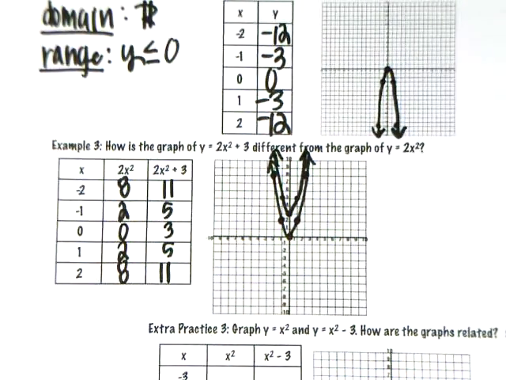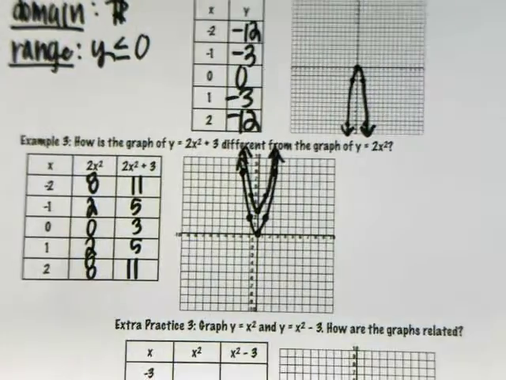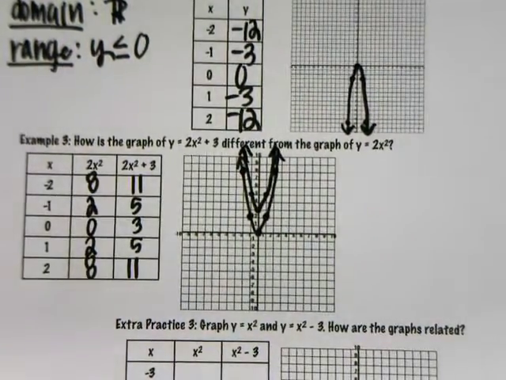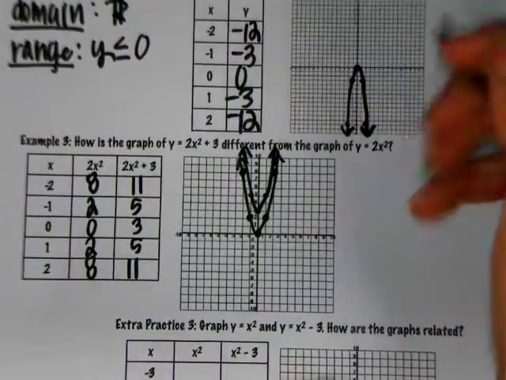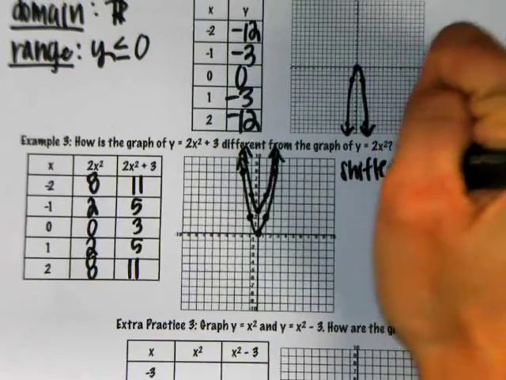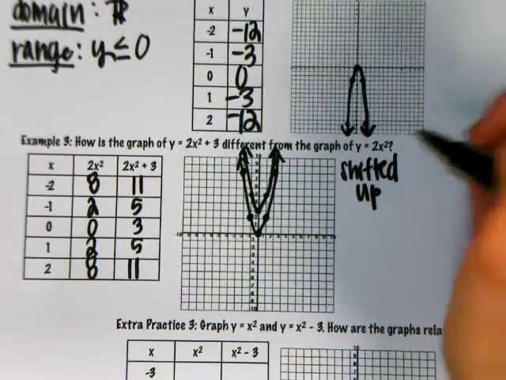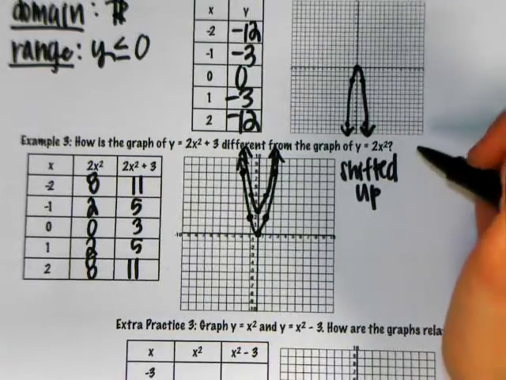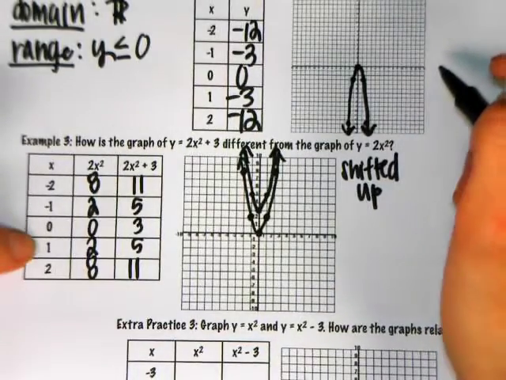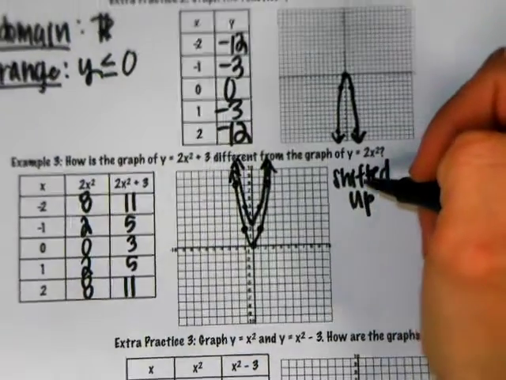Okay, so what happened to our graph? It still stayed centered on the y-axis, but how did it move? Shifted up how many? Wait, would you do 1 and 5 or 2 and 5? 1 and 5. Yeah, so these are 2 different y columns. So how many did it shift up?